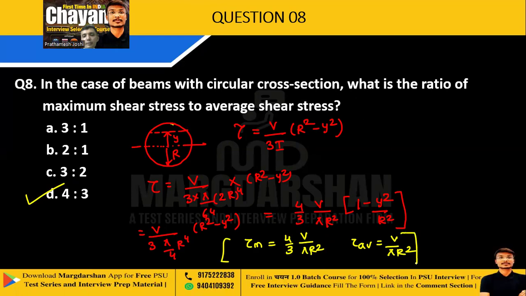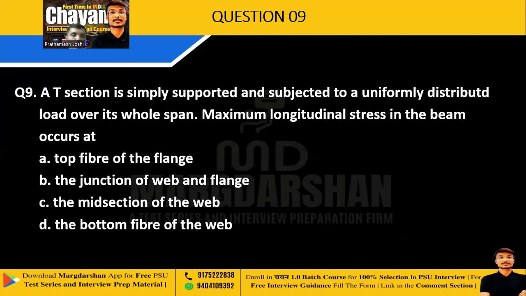Okay, this was pretty straightforward. You just need to arrange them again so you will get the final answer quickly. So let's go ahead. A T section is simply supported and subjected to a uniformly distributed load over its whole span. The maximum longitudinal stress in the beam occurs at... See, longitudinal stress is asked, so it is the bending stress, not the shear stress, okay?